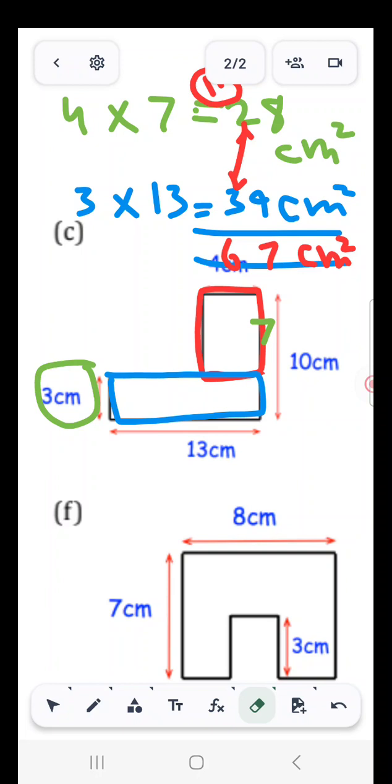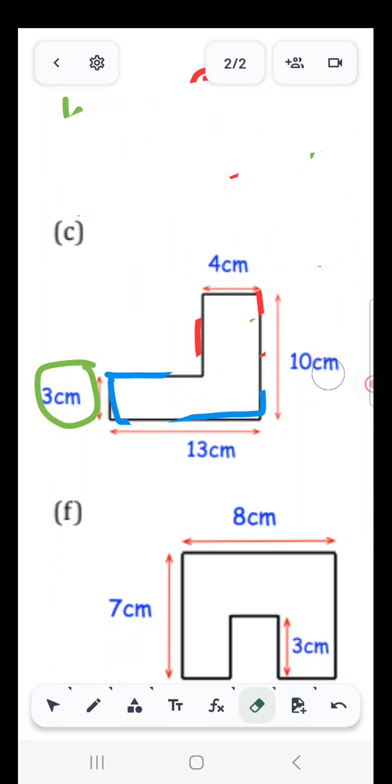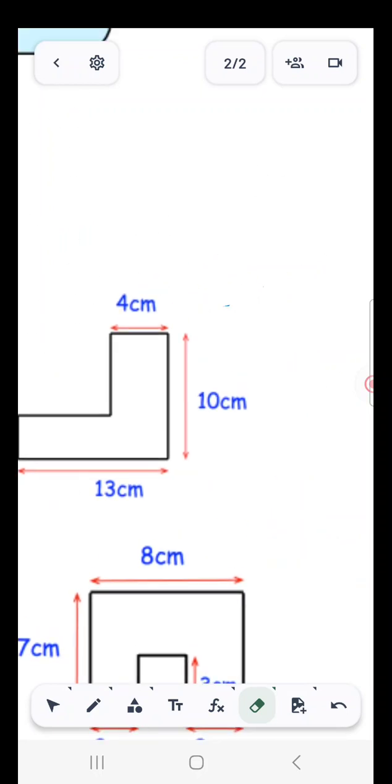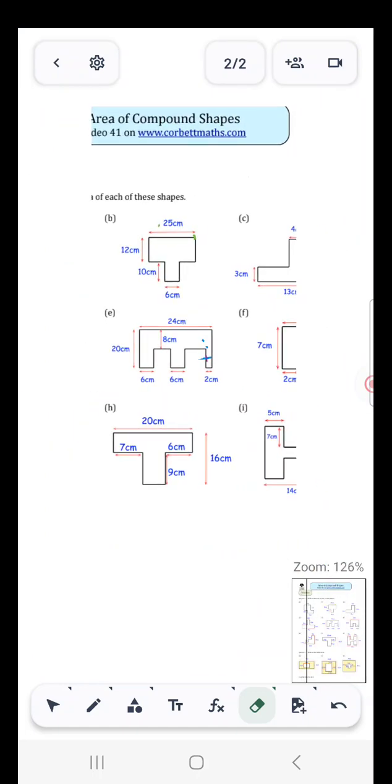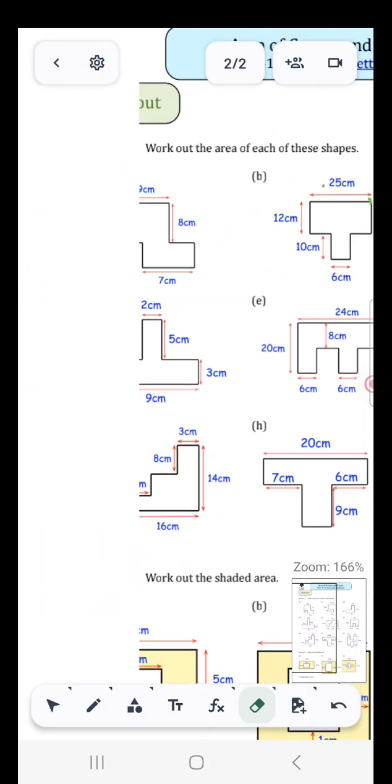I'm rubbing them out now. So C part has been done. Now we'll move to the D part. D part, here you go.